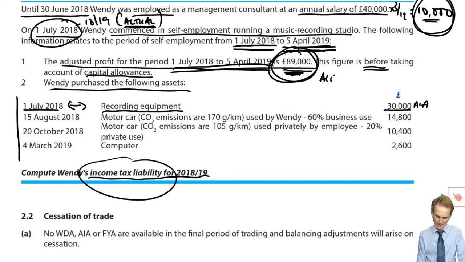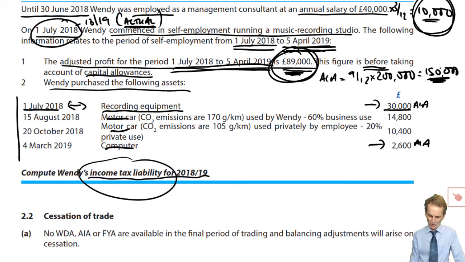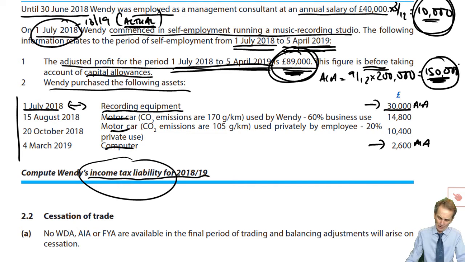Therefore, when we talk about AIA, we'll be limiting to 9/12 of the £200,000 limit, which is 150,000. Well, if you look at the other expenditure incurred, motor car, so there's no AIA there. Computer, that is normal plant and machinery, it is AIA. So that will be AIA expenditure as well. 30,000 and 2,600. We're getting nowhere near that AIA expenditure limit, revised down to 150,000 for this opening 9-month period. So all of it will be eligible for AIA.